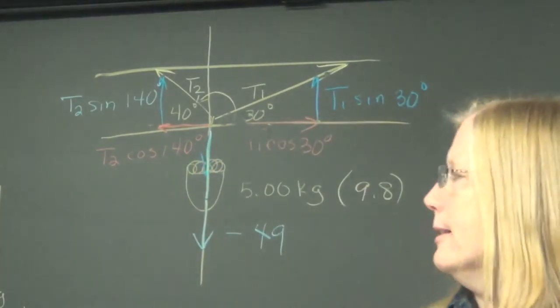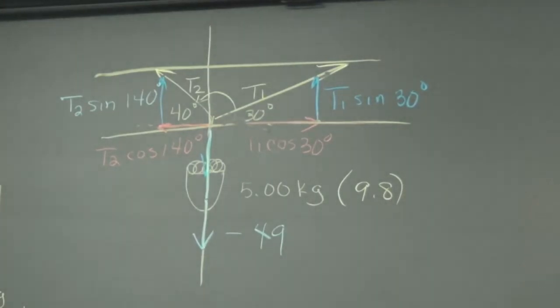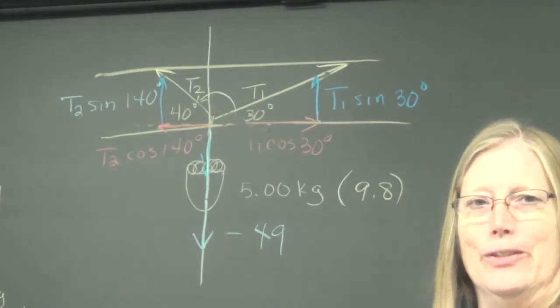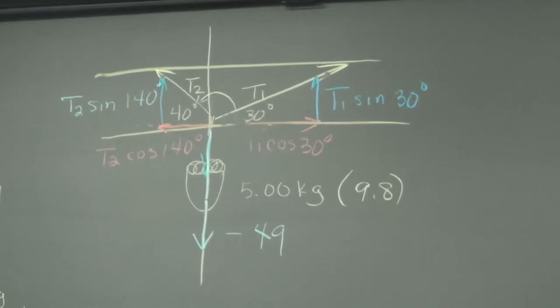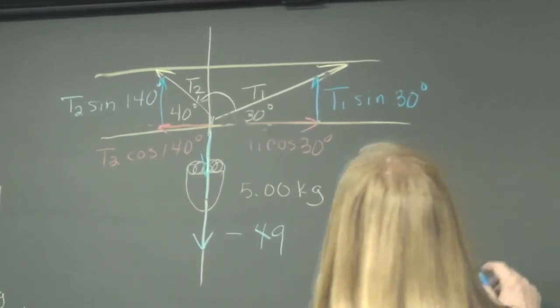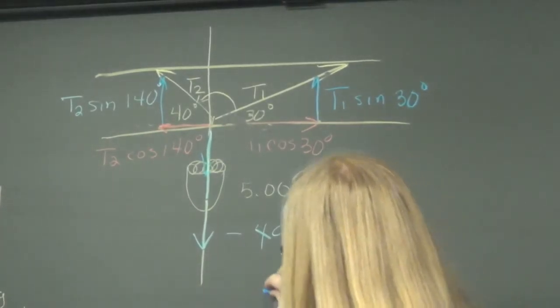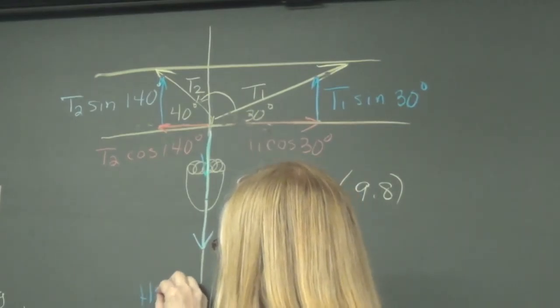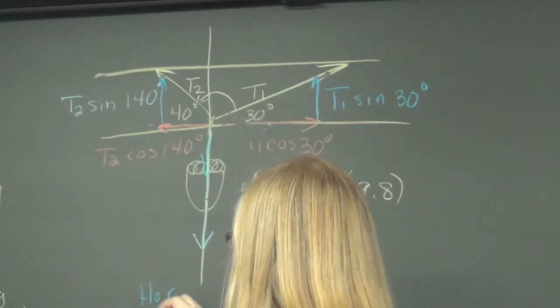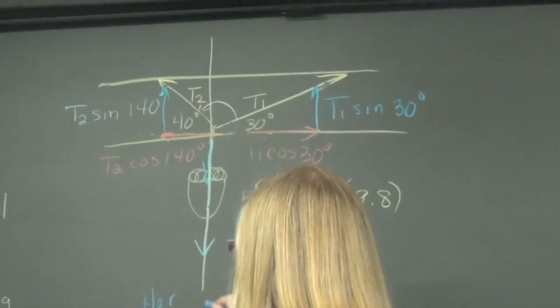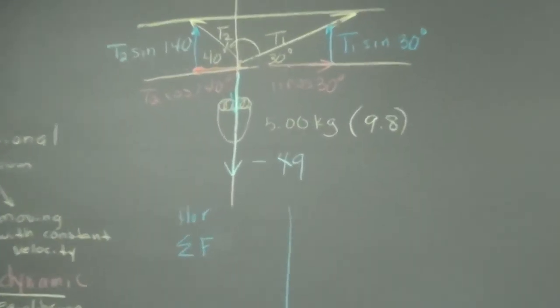And that's in newtons. All right, so what do we do with all the reds and all the blues, Emily? You combine all the reds and all the blues, because the sum of the forces equals zero. All right, sum of the forces equals zero, and I don't usually start with the horizontal, so I should be in pink.